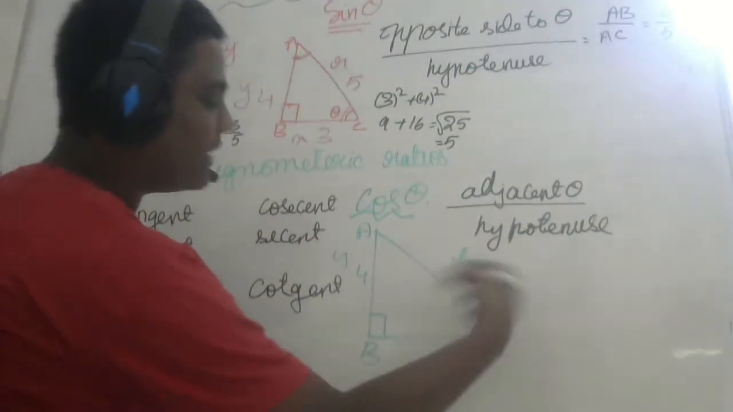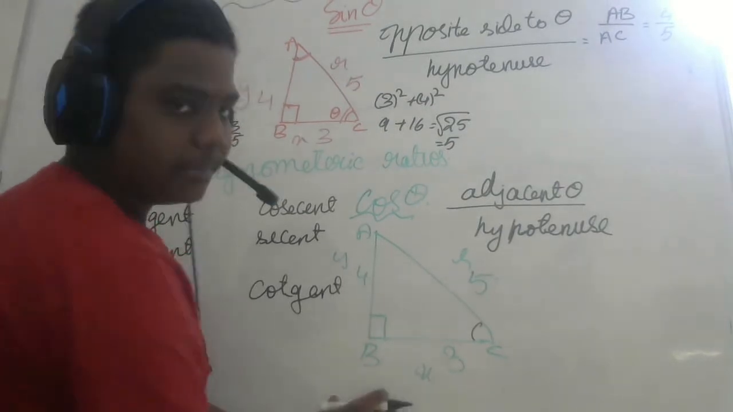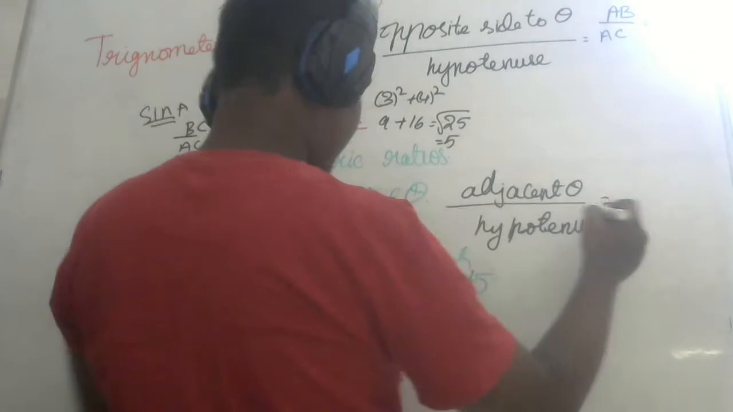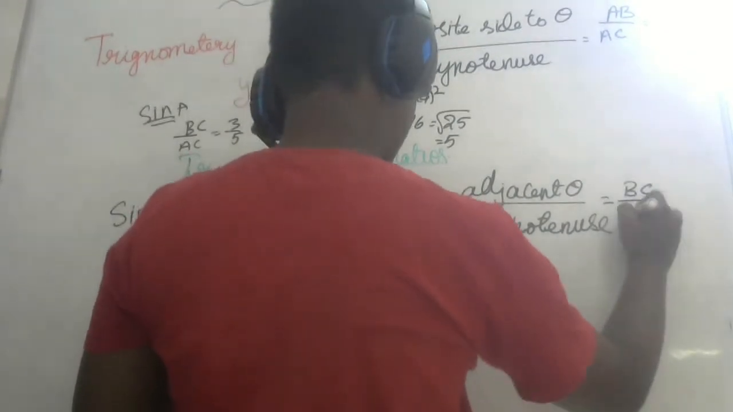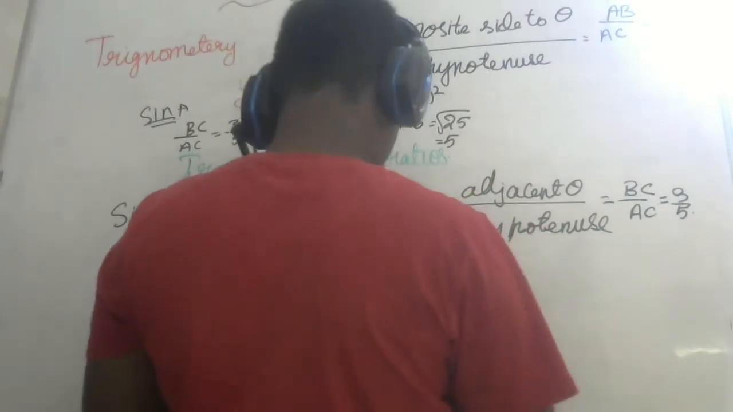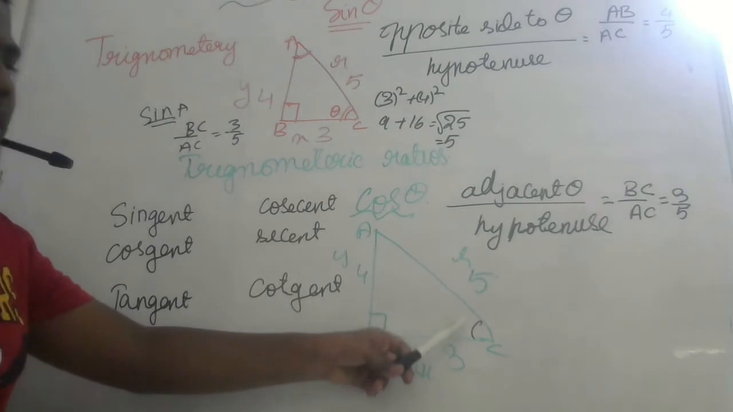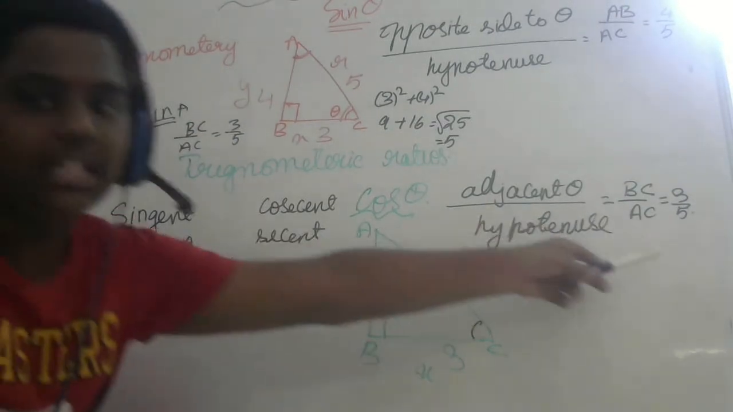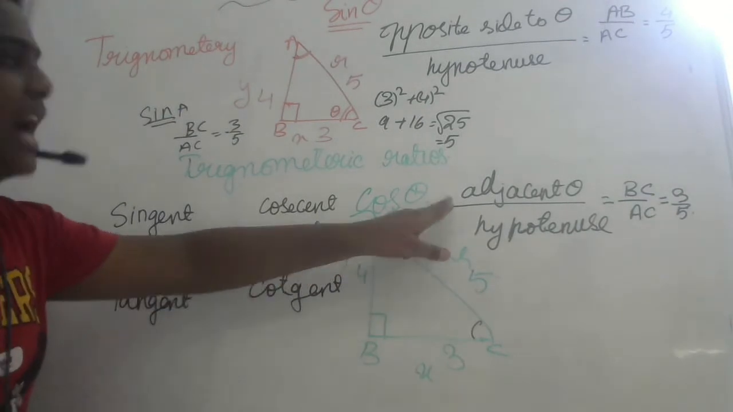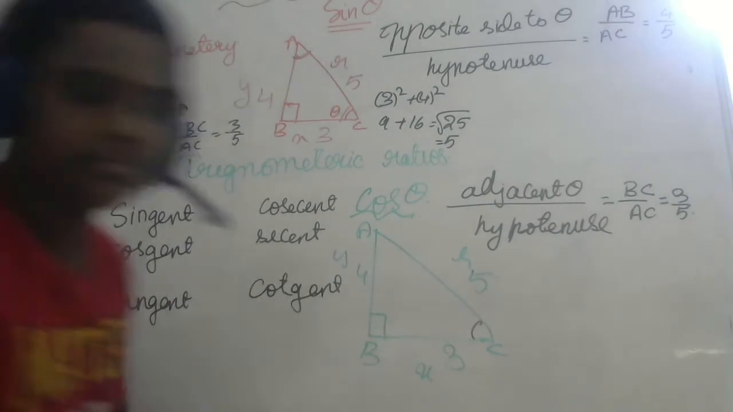Adjacent means beside. Beside theta is 3 and the hypotenuse is always 5. So this becomes BC by AC, which is 3 by 5. So cos of this angle is 3 by 5. The formula to calculate cos theta is adjacent side to theta by hypotenuse.